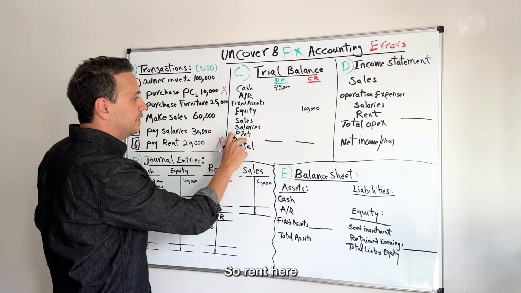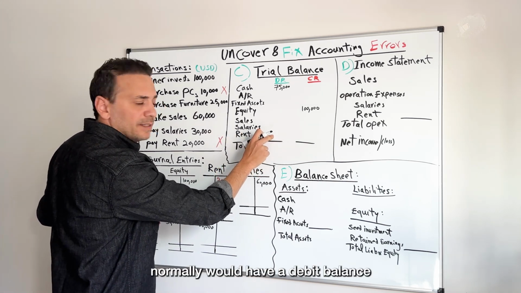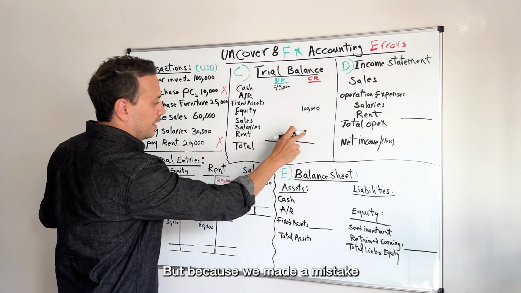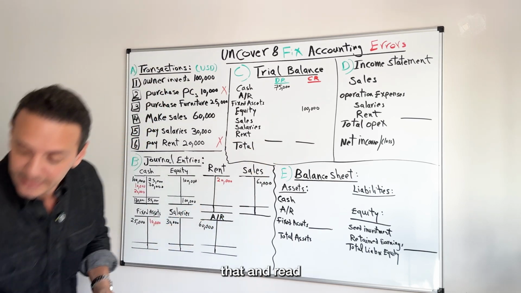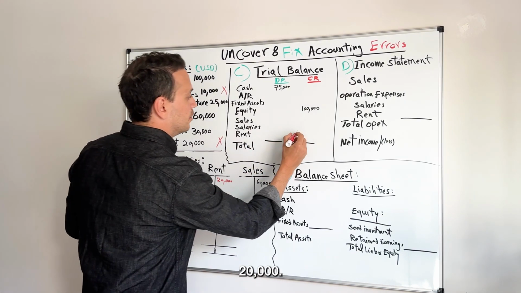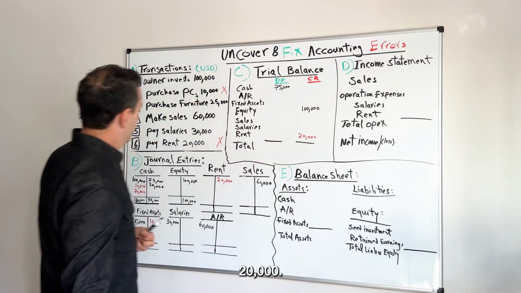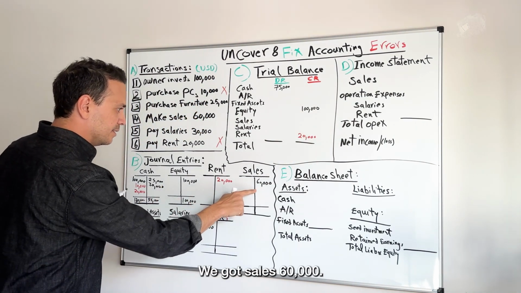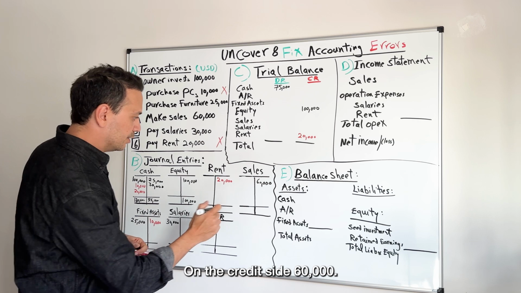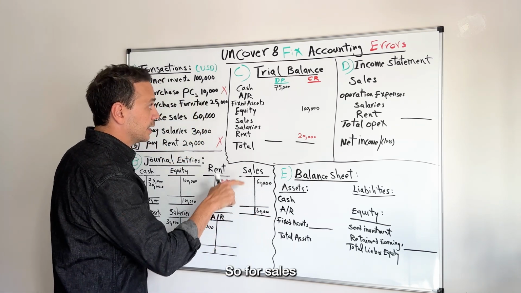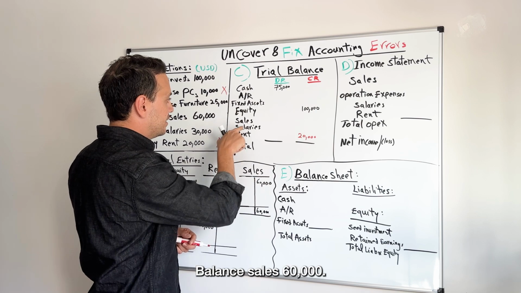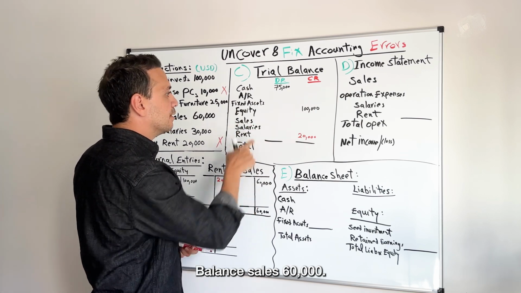Rent, 20,000 credit. So rent here. Normally it would have a debit balance because it's an expense, but because we made a mistake, it has a credit balance. So let's go ahead and write that in red, 20,000. What do we got next? We got sales, 60,000 on the credit side. So for sales, we're gonna go ahead and put that in the trial balance. Sales, 60,000.